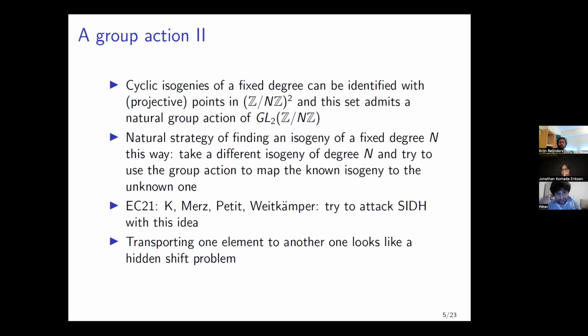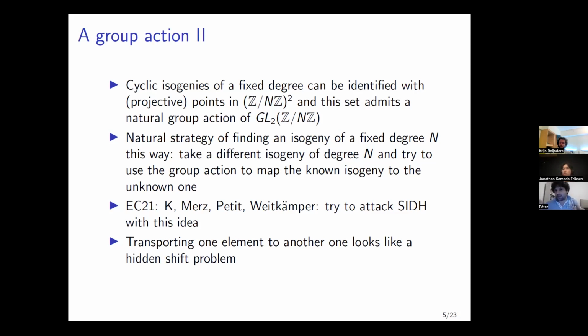So how can you again see it as a group action? Now it becomes pretty simple, because you're looking at cyclic isogenies of a fixed degree. They can be identified with cyclic subgroups, which are essentially projective points in (Z/nZ) squared. And now the action is just you take a matrix, you take a vector, and you multiply them, and then you get a different vector.